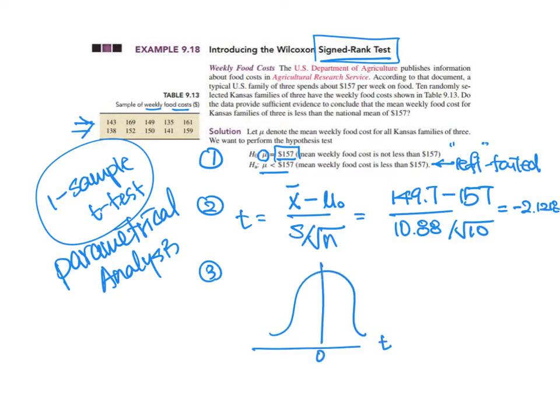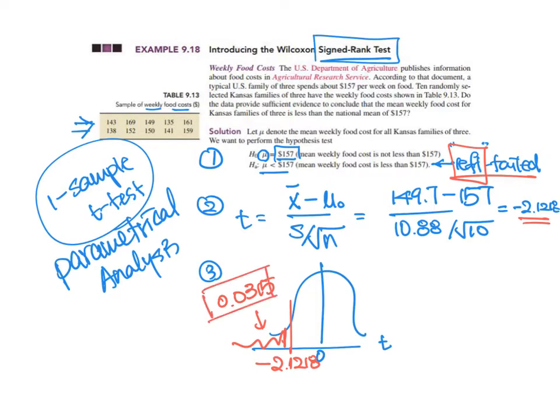In step number 3, we can take the p-value from the t-distribution. The t-distribution looks like the standard normal distribution, and our test statistic was negative 2.1218. We need the p-value from the left tail, so from your calculator, the left tail up to negative 2.1218 has a probability of 0.0315. We don't have to double it because it is not two-tailed. So now it is the p-value.